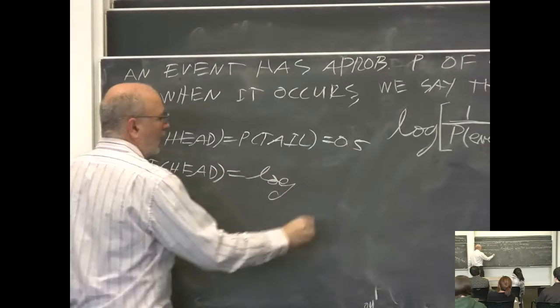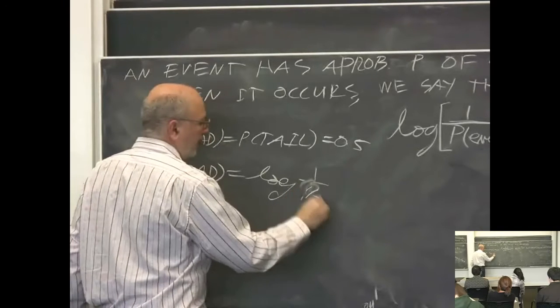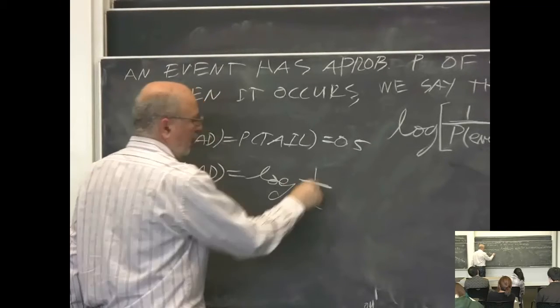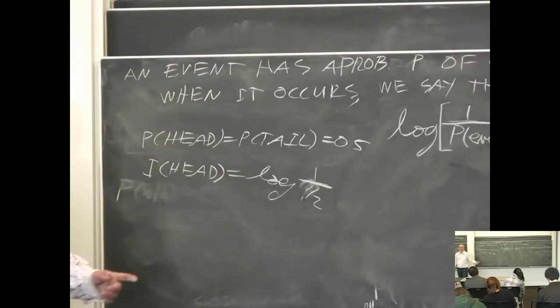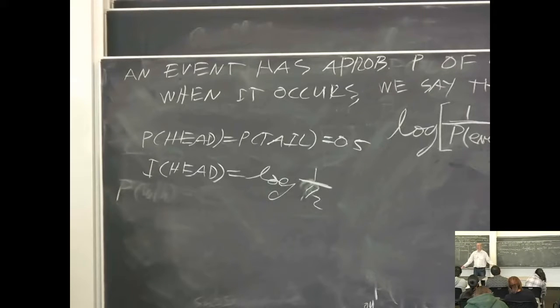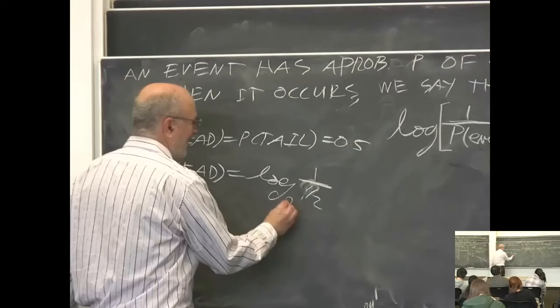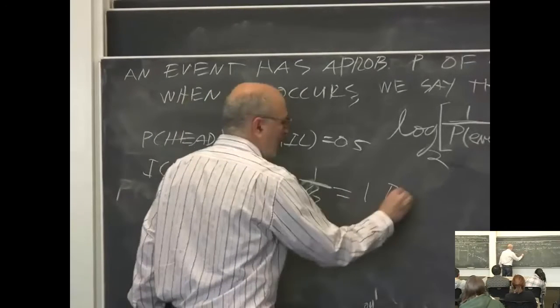Log of 1 over the probability of head, which is 1 over 1/2, right? 1 over 1/2 is 2. What is log of 2? Is it log base 2? Thank you. So it depends on the base. I didn't tell you what the base was, so now I have to choose a base. I will choose base 2. So that makes it 1 bit.